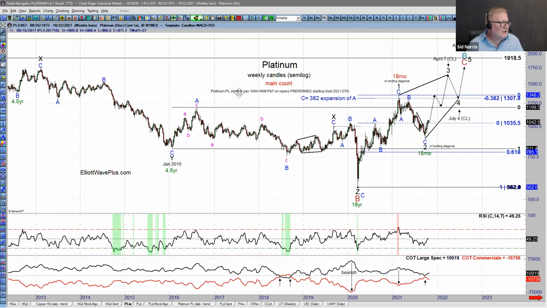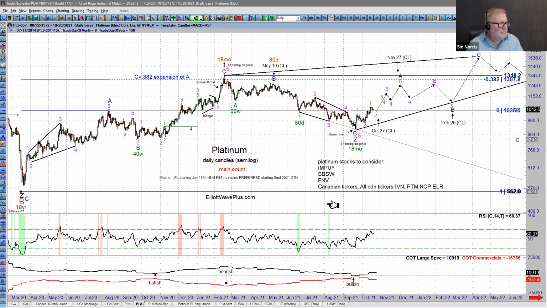On platinum, using a Hurst analysis starting in January of 1994, Hurst nominal model, peaks and troughs, and no repin, it is calling this most recent low in platinum an 18-month cycle trough, on September 21. This was a trough I basically called in real time for my subscribers, because I saw this ending diagonal that included a very small throwover right here. Ever since then, it's been quite bullish.